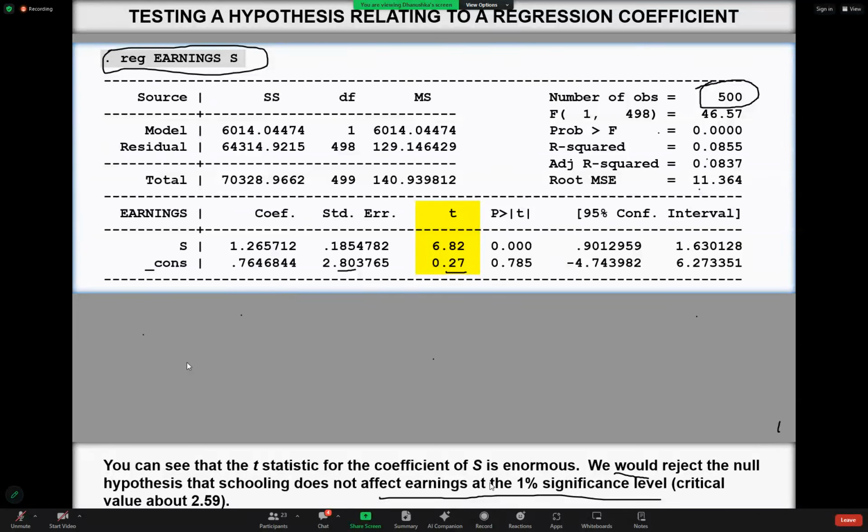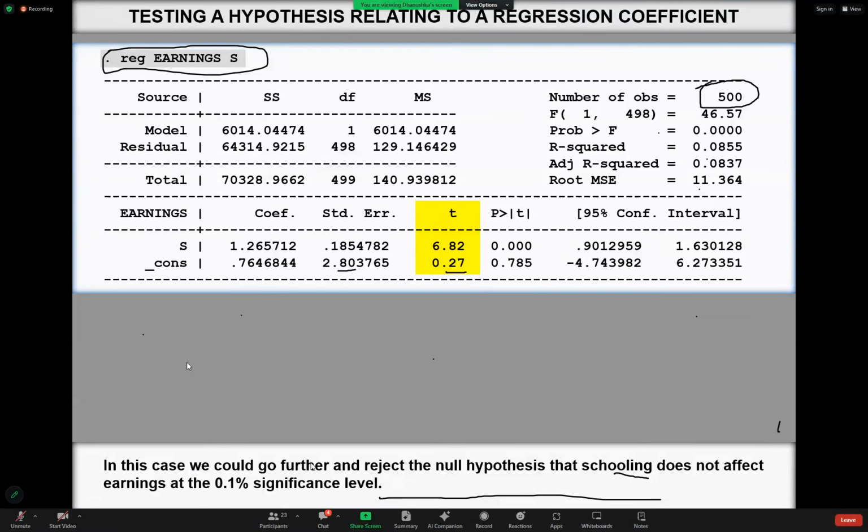You can see the t statistic for the coefficient is enormous. You would reject the null hypothesis that schooling does not affect earnings at the 1% level of significance, whose critical value is 2.59. If it is 1%, the critical value from the Z table is 2.59.